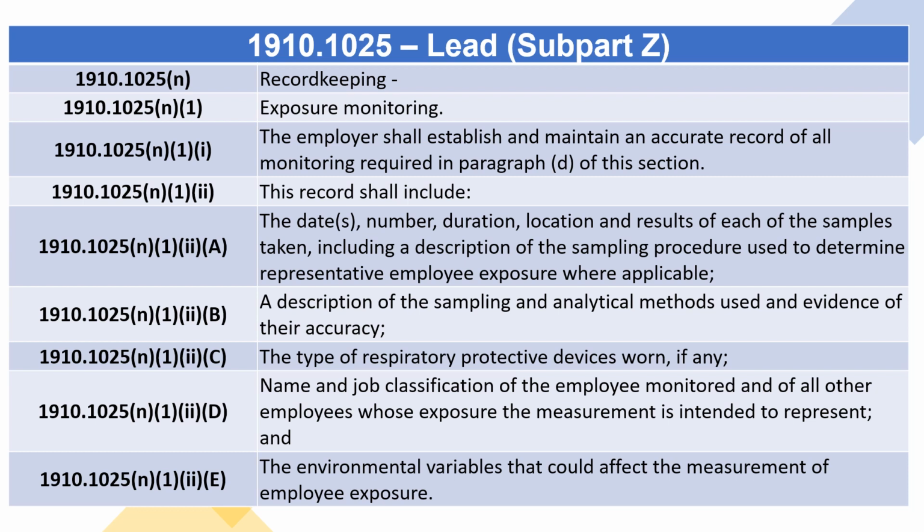1910.1025 (n)(1)(ii). This record shall include 1910.1025 (n)(1)(ii)(A) through (E). The dates, number, duration, location, and results of each of the samples taken, including a description of the sampling procedure used to determine representative employee exposure where applicable, a description of the sampling and analytical methods used and evidence of their accuracy, the type of respiratory protective devices worn, if any, name and job classification of the employee monitored and of all other employees whose exposure the measurement is intended to represent, and the environmental variables that could affect the measurement of employee exposure.